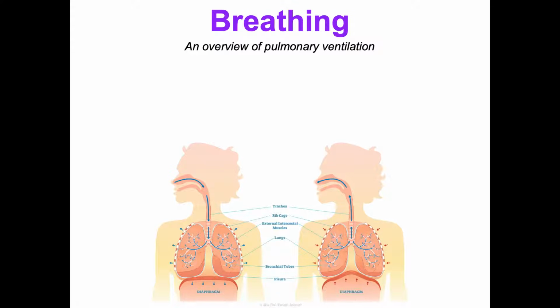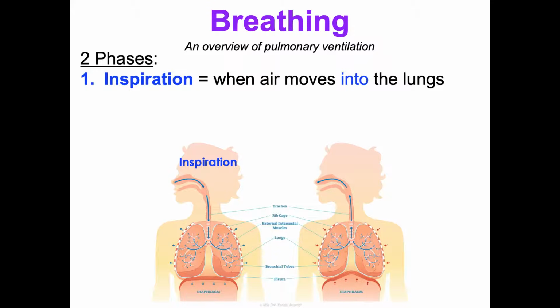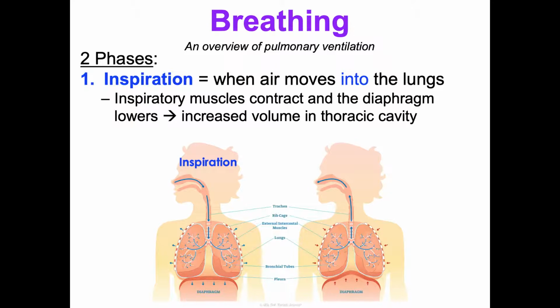Another way to look at it is like this. So you could look at breathing as two phases. Inspiration, which is where air moves into your lungs. Your inspiratory muscles, which are just your external intercostal ones, they contract, and that allows the diaphragm to move lower, which increases the volume in the thoracic cavity and allows your lungs to expand and air to flow in.